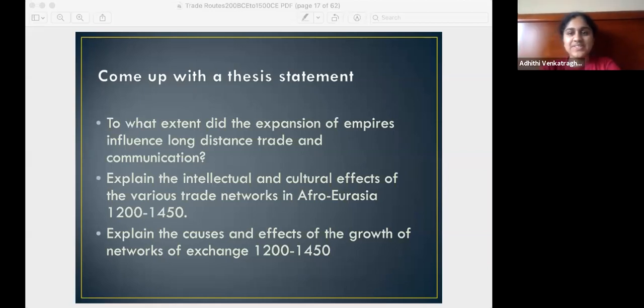All right, so it's 4:15. Let's take a look. I only got one thesis statement, so let's read it out loud. It says, the expansion of empires, so they chose the first choice. They said the expansion of empires greatly influenced long-distance trade and communication because those empires can control who and what goes through the trade cities in their empire and can influence or be influenced by other empires or cultures.